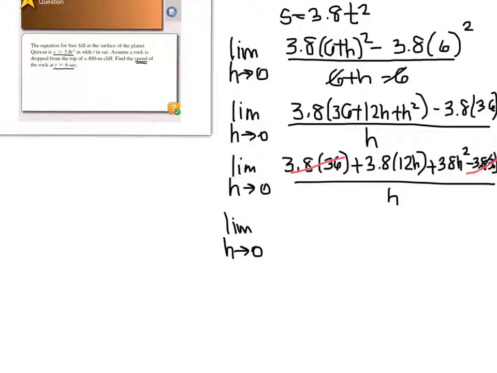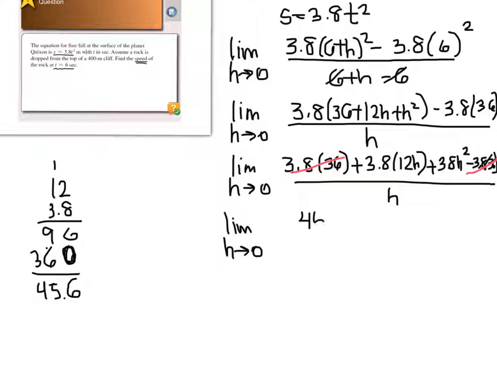So 3.8 times 12, looks like I'm actually going to have to do that multiplication. So we do the math here. So then we get 6, and we get, oh, I forgot the 0, good grief, the 6 and the 3. So we end up with 6, 5, 400 plus the decimal. So I've got 45.6h plus 3.8h squared, and it's all over h.